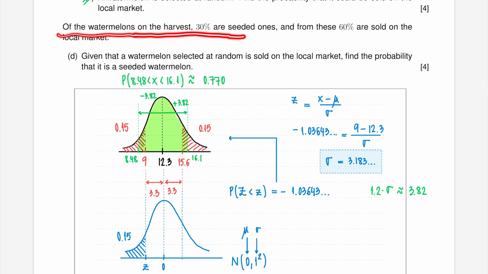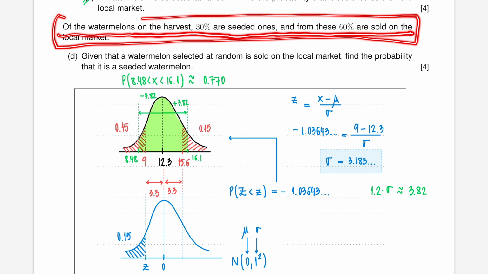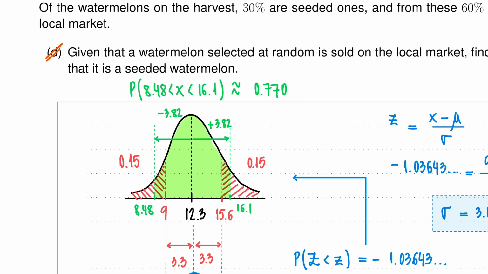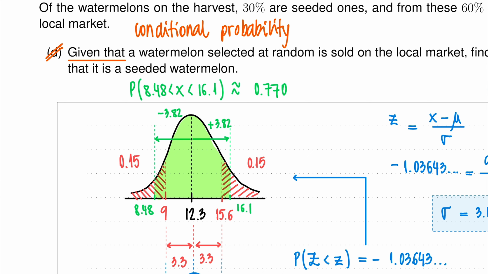Now we jump to the last question. Of the watermelons on the harvest, 30% of them are seeded ones, and from these, 60% are sold on the local market. Do notice that we're talking about the same watermelons on this harvest. Now, given that a watermelon selected at random is sold in the local market, find the probability that it is a seeded watermelon. Now, you're probably identifying a conditional probability over here, given that was used, these two words, given that, or this expression, and this means that a condition was given, some piece of information was given. We are talking about watermelons that got sold in the local supermarkets.